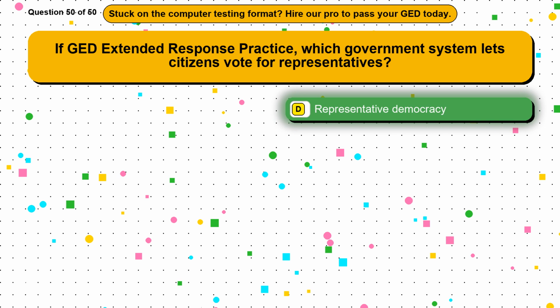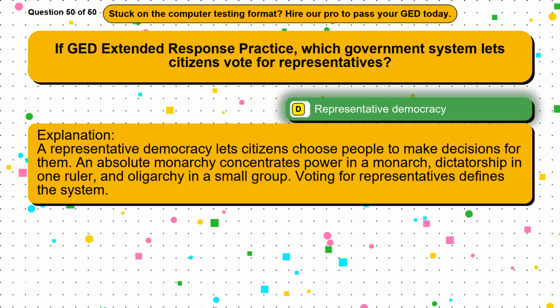The correct answer is option D, representative democracy. A representative democracy lets citizens choose people to make decisions for them. An absolute monarchy concentrates power in a monarch, dictatorship in one ruler, and oligarchy in a small group. Voting for representatives defines the system.